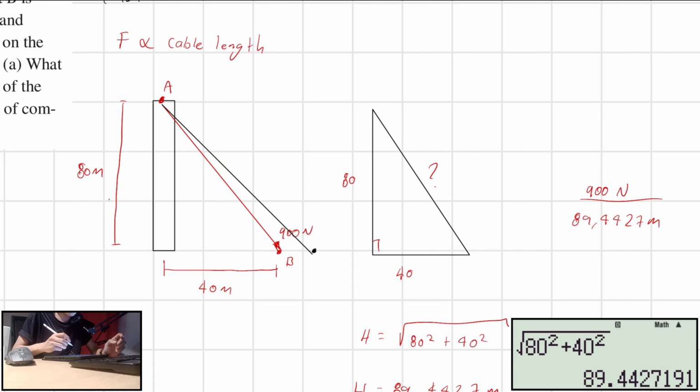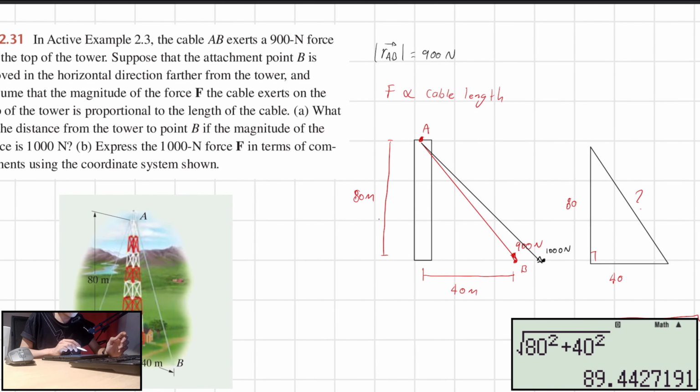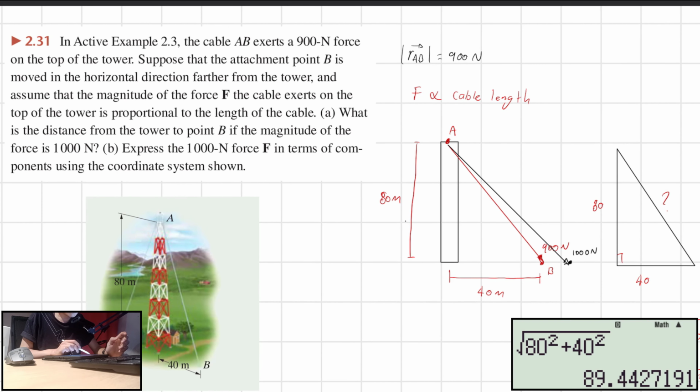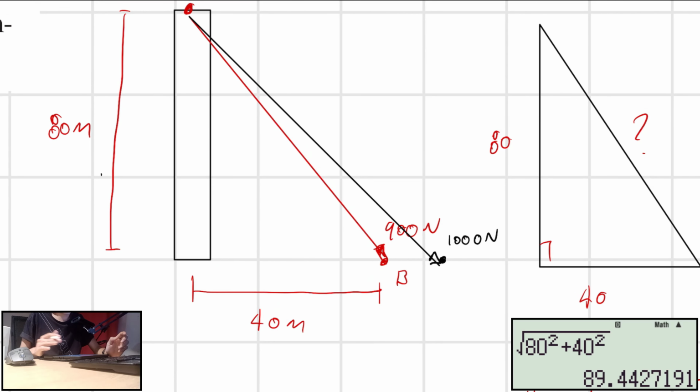Alright? Now, we are going to pretend that we are no longer applying a 900 force right here, but instead we're going to apply a 1000 newtons force. In that case, it is pretty rational for us to move the B to another part. Which one? We don't know that yet. Maybe it's closer, maybe it's farther. The exercise told us farther, but we can assume that we don't know that yet.